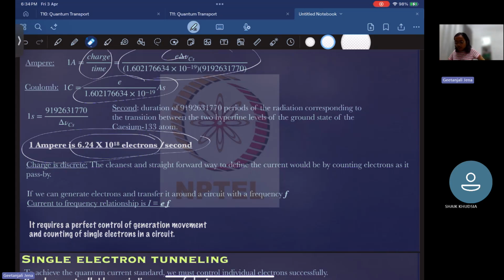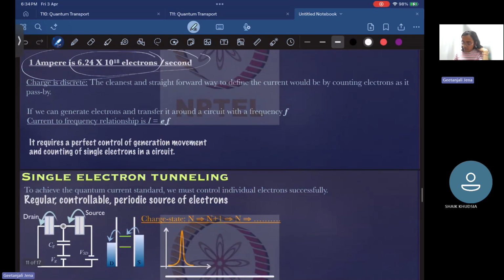So the straightforward way to define the current for the measurement standard is to express it in terms of charge per unit time. Okay. And this is one of the expressions that you should remember. So you can express the current as e times f, where f is the frequency of the flow of electrons.